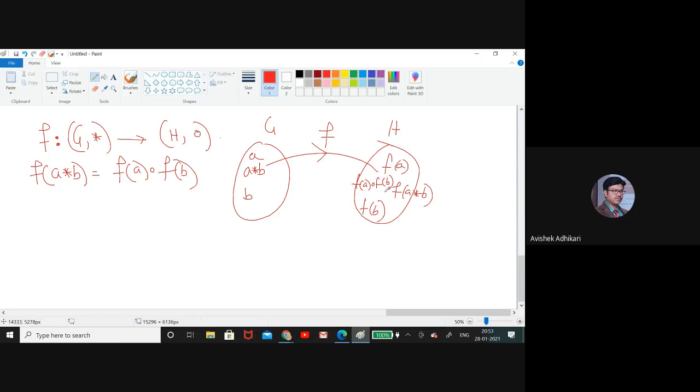Now, if it happens that these are equal, I find it directly from here, with f(a) and f(b) at hand and a composition. If f(a) composition f(b) is always equal to f(a star b), and not only for a few a, b, but it is true for all a, b belonging to G, then we call it a homomorphism. So I think this concept is very clear, and in abstract algebra, homomorphism plays a very important role.